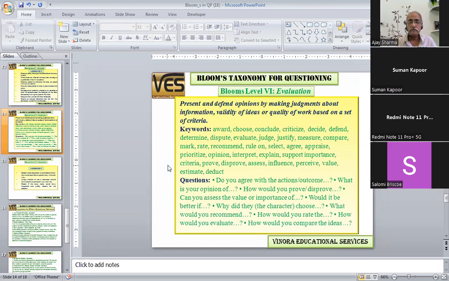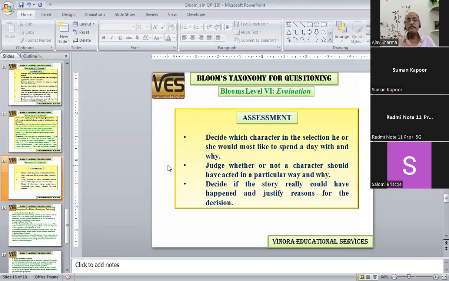The last slide is decide which character in the selection he or she would most like to spend a day with. जब भी कोई एक स्टोरी उसको बता दी हमने, पूरी क्लास में नरेशन हो गया, everything is being done. Now find out कि आपको इस पूरी स्टोरी लाइन में से कौन सा कैरेक्टर अच्छा लगा. Which one would you like? And why? जब वो why आप देखेंगे तो you will be finding out that his own personality matches with the character.